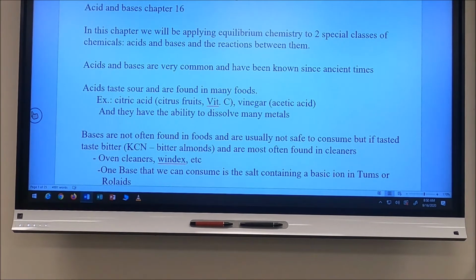Acids also have the ability to dissolve metals. They react with the metals and form compounds, and the metal gets eaten away.